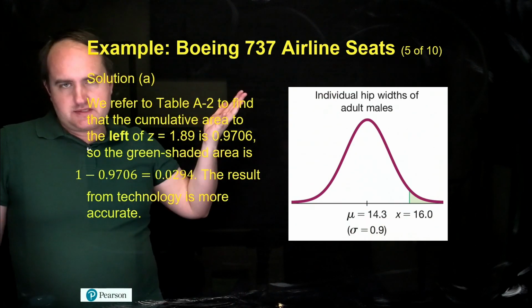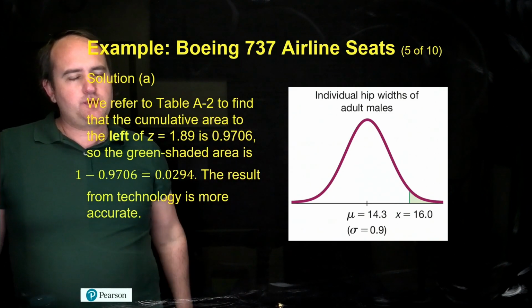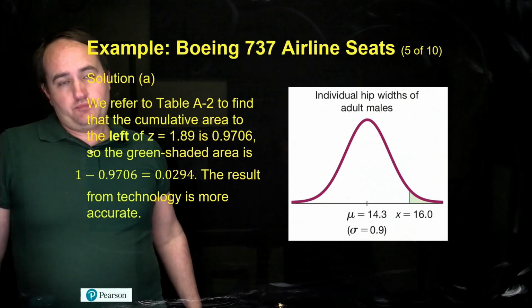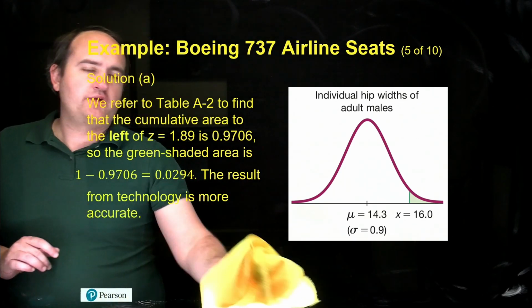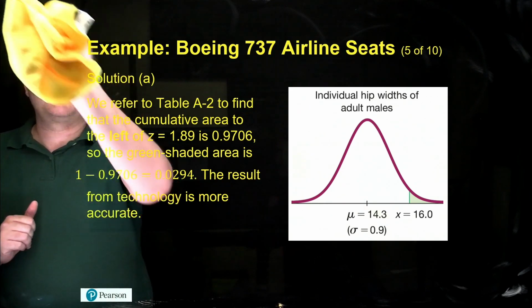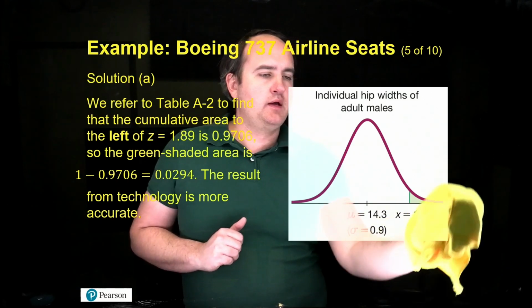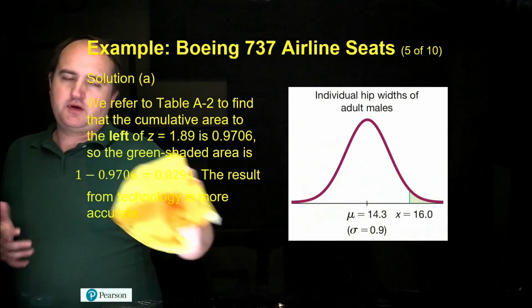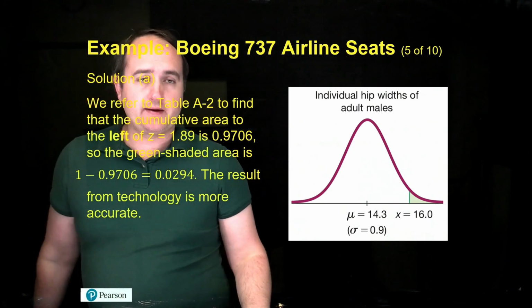And as they always say in our book, the result from technology is generally more accurate. But on your homework, quizzes, and exams, MyMathLab has a little bit of room for error. And it will still give you full credit if you use table A2, even if your answer is a little bit off from what a computer would figure out.